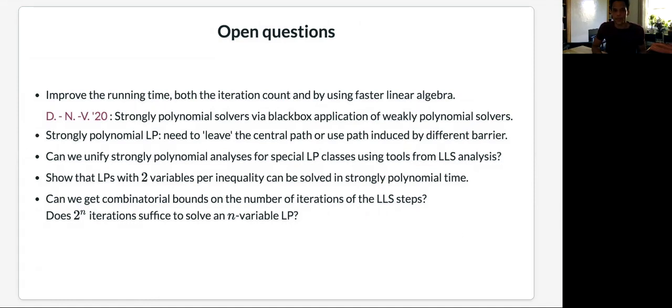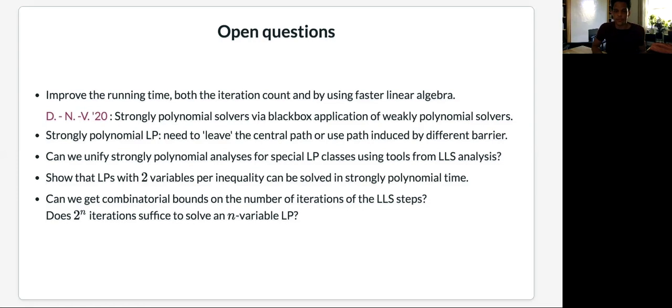Note that three of the authors of this paper show in an upcoming paper that we can apply these weakly polynomial solvers in a black box manner directly to obtain strongly polynomial algorithms. Again, of course, in dependence on this condition number chi bar. Another very interesting open question would be the following. Allamigeon, Benchimol, Gaubert, and Joswig have shown that methods that just follow the central path are not going to be strongly polynomial. So if you want to obtain a strongly polynomial algorithm, then you would need to leave the central path. So how would you do that?